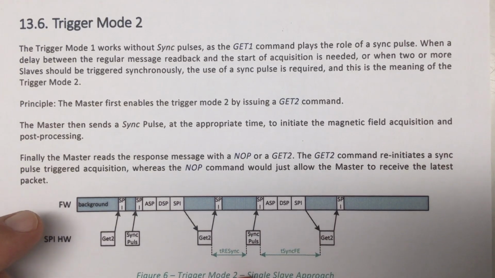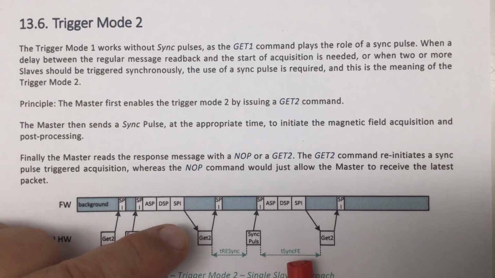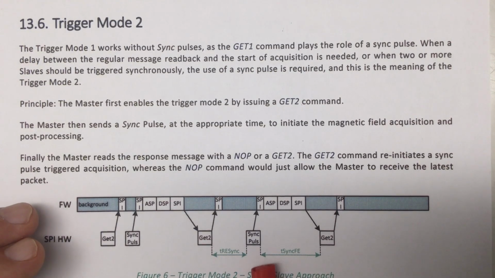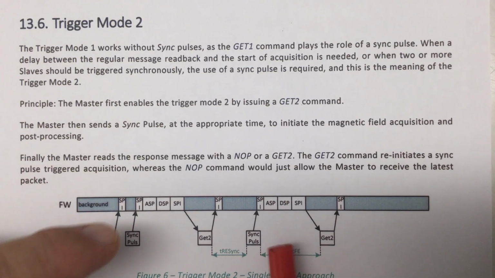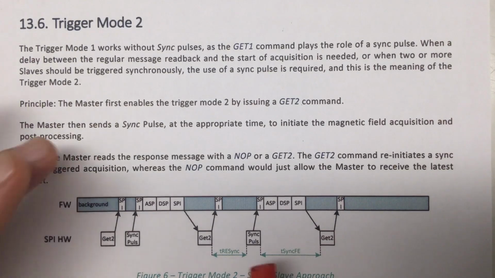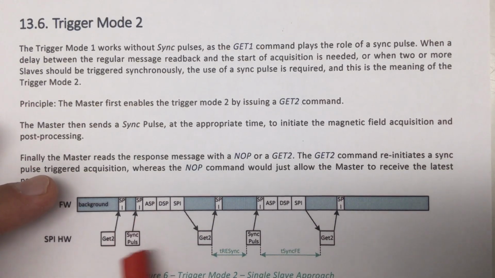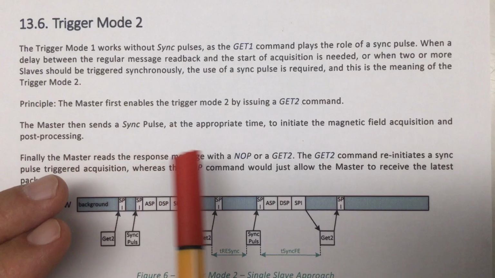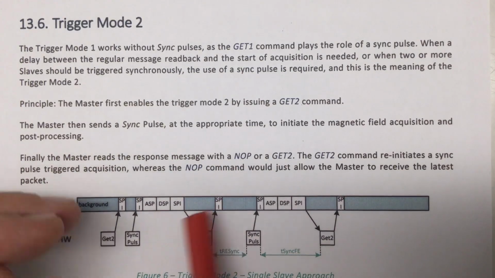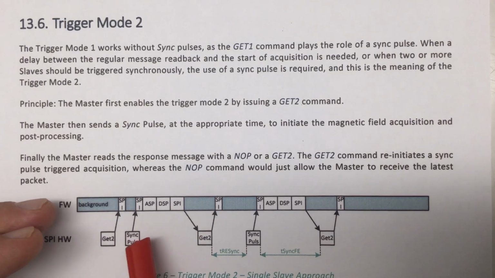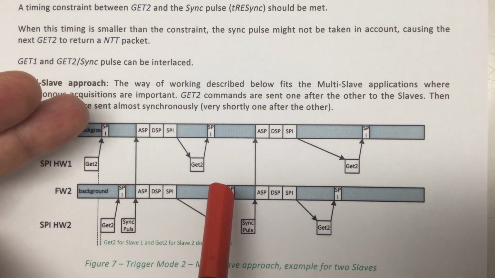Please note that the T rising edge sync and T sync falling edge names here for the timings are correct in that graphic, but they are drawn in the wrong way. We'll have a look at the timing diagram in a second. However, that sync pulse is nothing else than pulling low the slave select line for a defined duration. That's all.